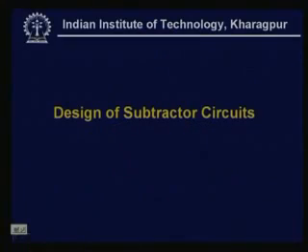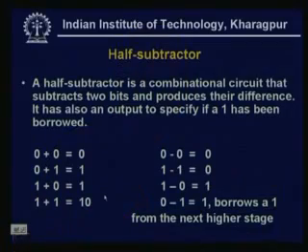In the last class we have read how to design the different types of adders, mainly the half adders and the full adders, and the different types of realization using a variety of gates. Today we will see how we can design the subtractor circuits. Now, a half subtractor is a combinational circuit that subtracts 2 bits and produces their difference. It also has an output to specify if a 1 has been borrowed.